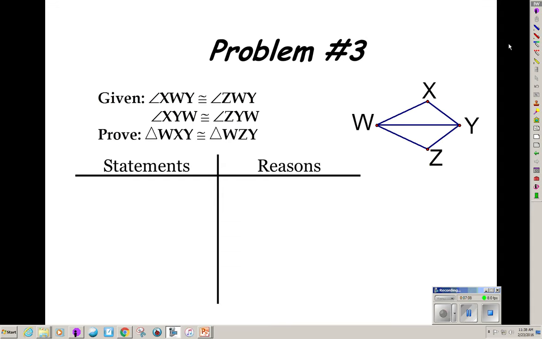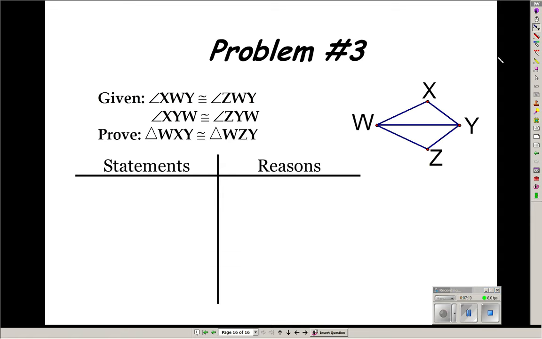Here's another one. We're given this picture, and we're given that angle XWY is congruent to angle ZWY. Well, there's angle XWY and angle ZWY. We're also given that angle XYW is congruent to angle ZYW. Prove that the triangles are congruent.